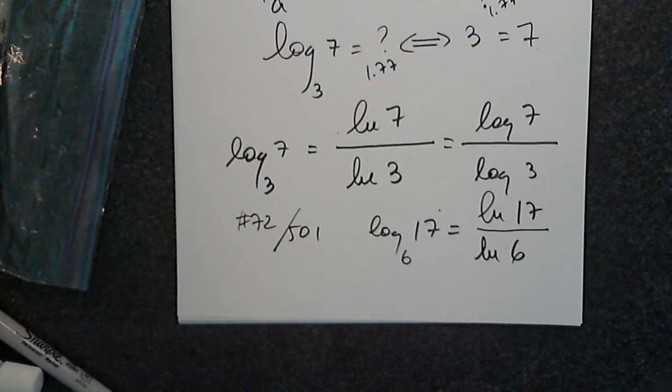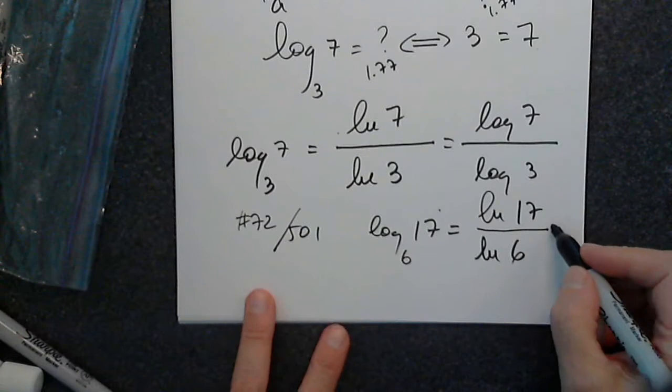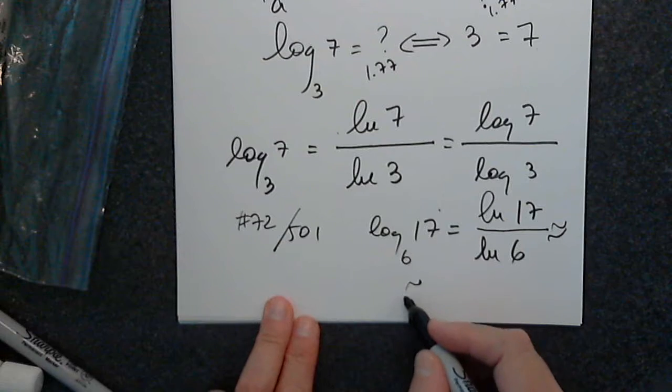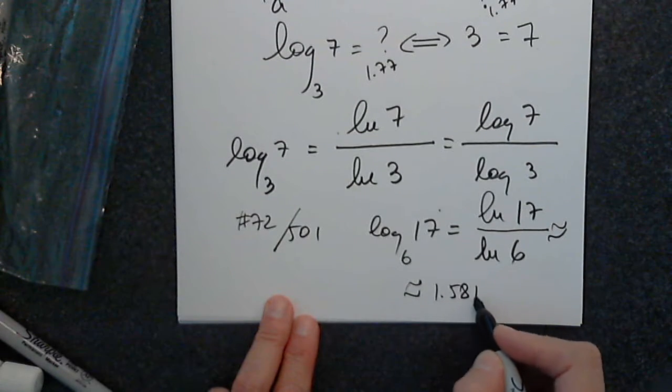In order to check, I will have 6 raised to the previous answer, and when I hit enter, what should I get if this is correct? I should get 17. So the answer is, there in the book, I think they're asking us to use 4 decimal places. 4 decimal places, fine. So I'll say approximately 1.5812.